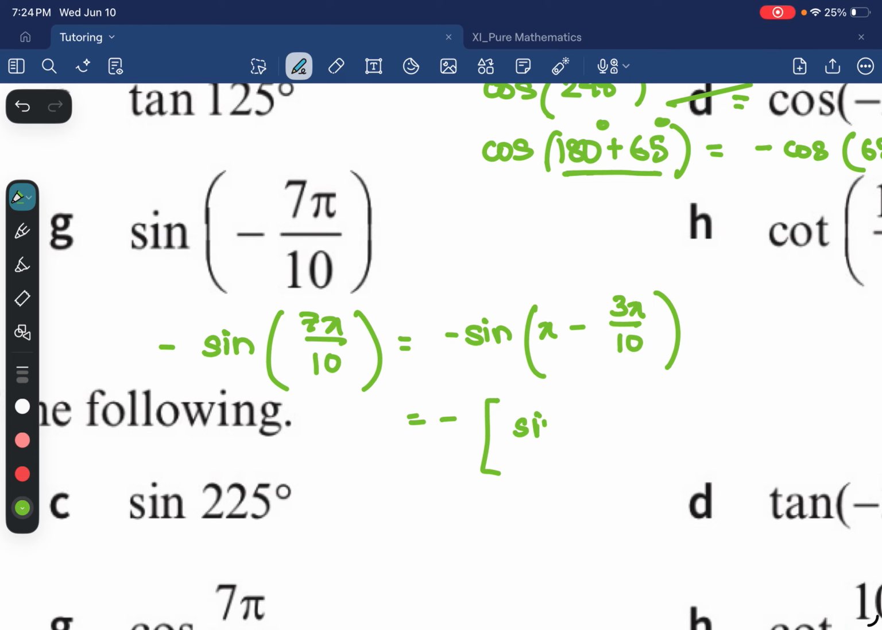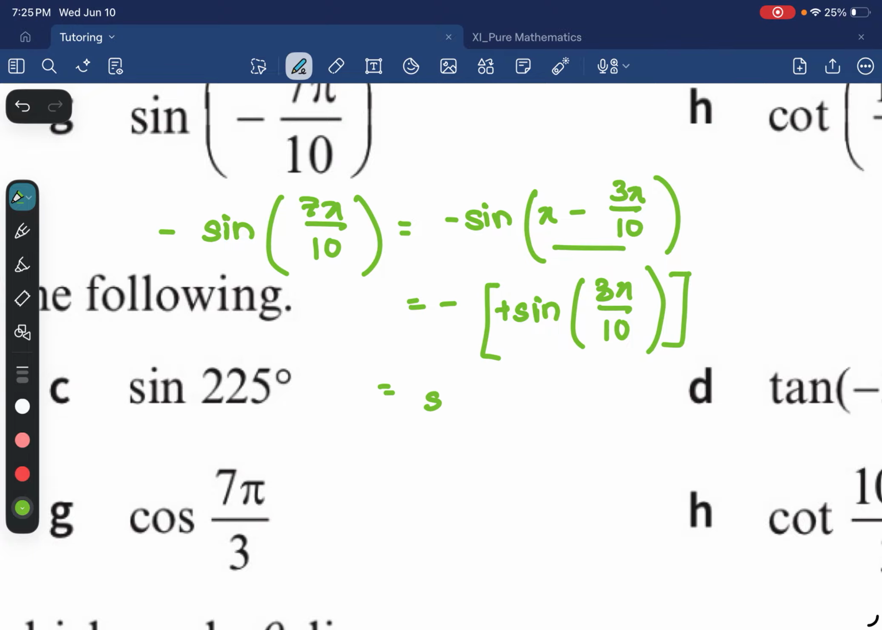So negative, I keep as it is, and I know how to work with this. Sine stays as sine. I write 3 pi by 10, and this angle is in the second quadrant, if you think about it. Pi is 180, 3 pi by 10 is some acute angle, so you are going to get positive here. And then negative times positive will give you something negative, right? Negative sine 3 pi by 10. That should be your answer.